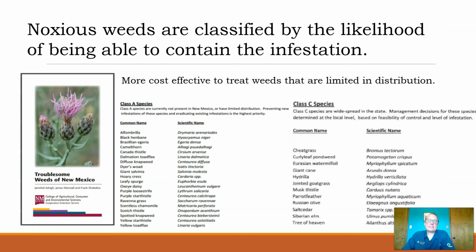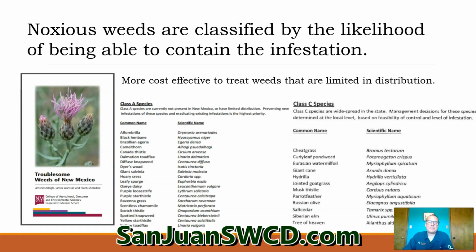So again, here is that list of troublesome weeds of New Mexico. You can see the Class A and Class C species there. For the entire list and for this booklet, you can access it through New Mexico State County Extension Office or Cooperative Extension Service. We also have it on our website available for download if you would like it. Again, our website is sanjuanswcd.com.